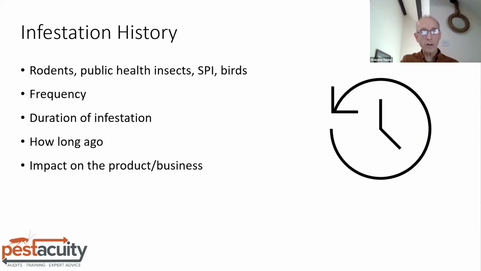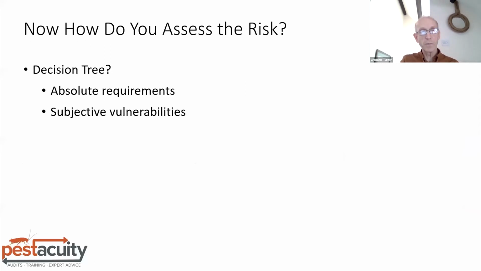Look at the infestation history of the site. Have there been rodents, public health insects, birds there in the past? What has been the frequency of infestation, the duration of the infestation? How long ago did it happen? And what was the impact on the product or the business? So take all those into account as to whether there's likely to be an infestation again.